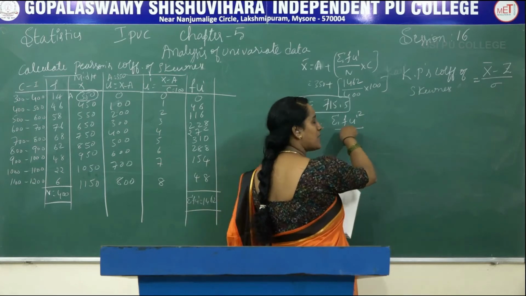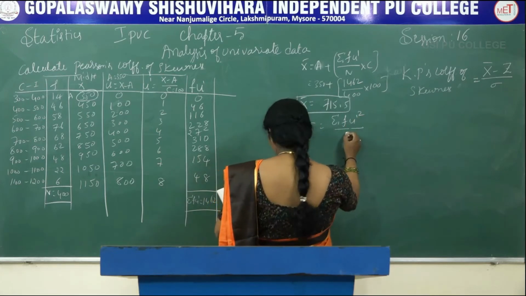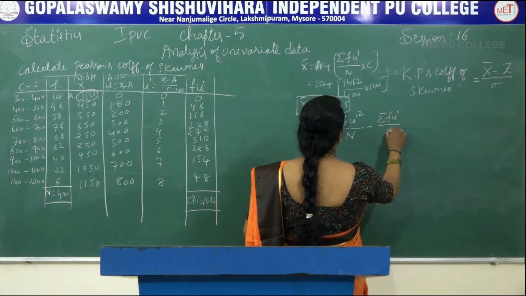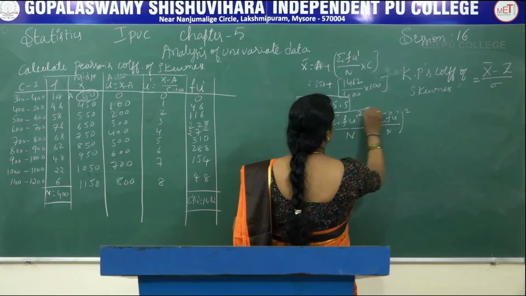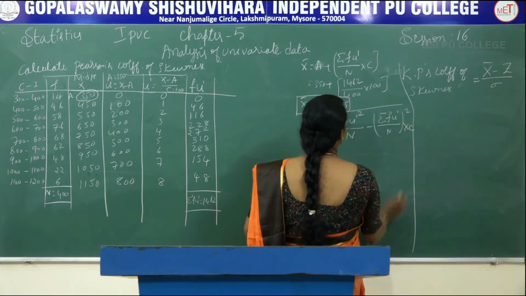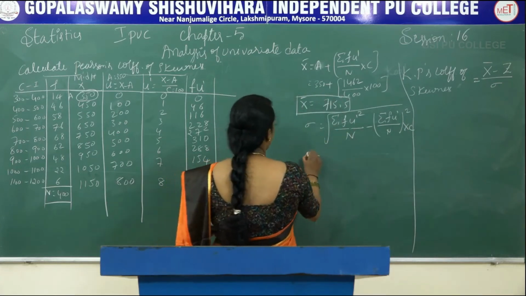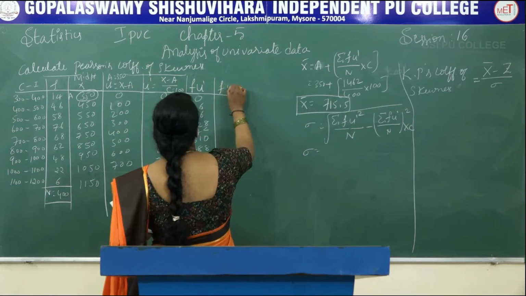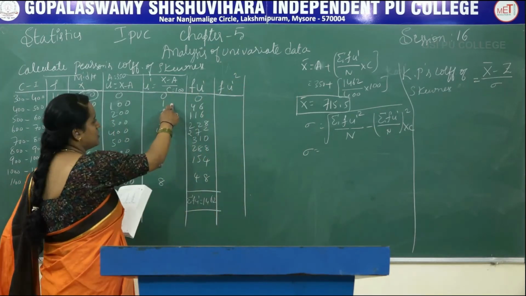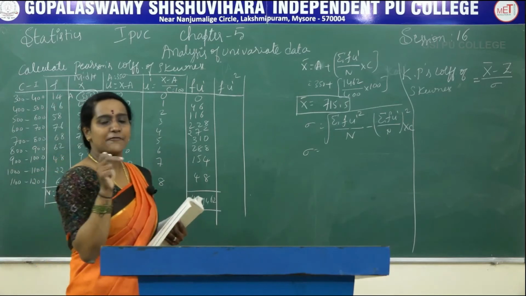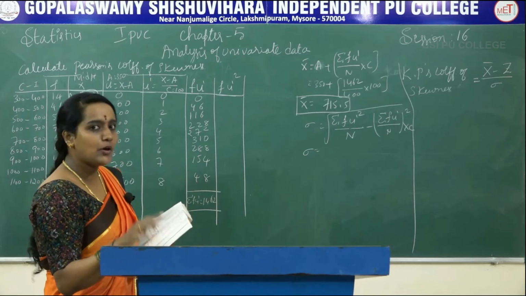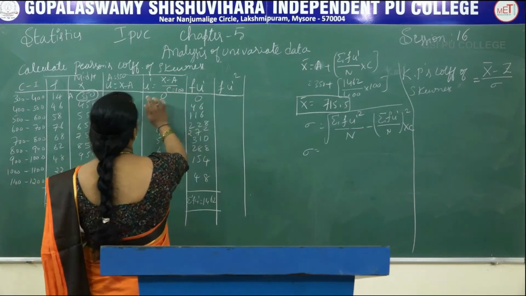Next you find the sigma value. Sigma is equal to the square root of summation of fu dash square by N minus summation of fu dash divided by N, the whole square, and this should be multiplied by C. C is nothing but the width of the class interval. Instead of taking x square, I have taken fu dash square. fu dash square is nothing but fu dash into u dash. You know that fx square is fx into x; similarly, fu dash square is fu dash into u dash.